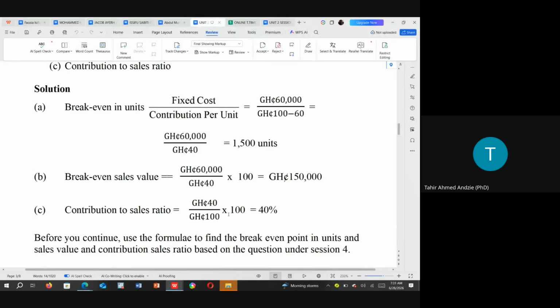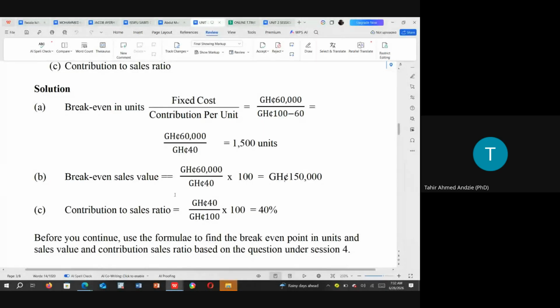Then we said that you can get the break-even sales value by multiplying the fixed cost over the contribution per unit by the selling price. Fixed cost is 60,000, contribution per unit is 40 cedis, times the selling price, which is 100. That gives you 150,000 Ghana cedis. We also said you can get the break-even sales value by multiplying the break-even quantity by the selling price. The break-even quantity is 1,500, and multiplying by 100 Ghana cedis per unit, you still get 150,000.